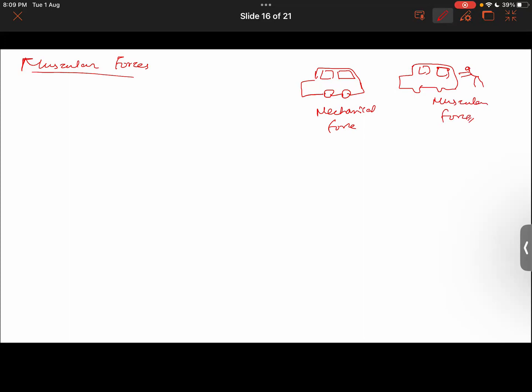Other examples of muscular force are basically what? If two boys are interacting and applying force on each other by pushing each other, if there's a fight between the two boys, that will also be an example of muscular force, right? Or if it's like a game of football.